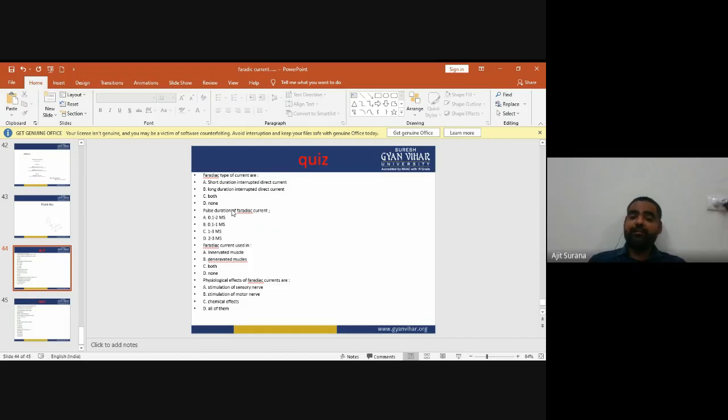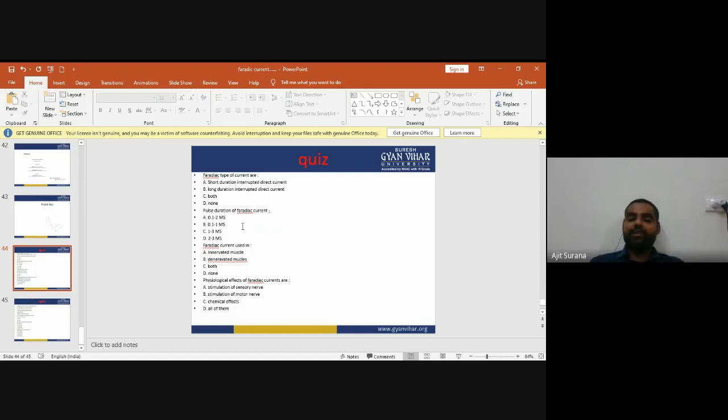First question: the Faradic type of currents are, options are, short duration interrupted direct current, long duration interrupted direct current, both, or none of the above. The answer is short duration interrupted direct current. Faradic type of currents are short duration interrupted direct current with a frequency of 30 to 100 hertz.